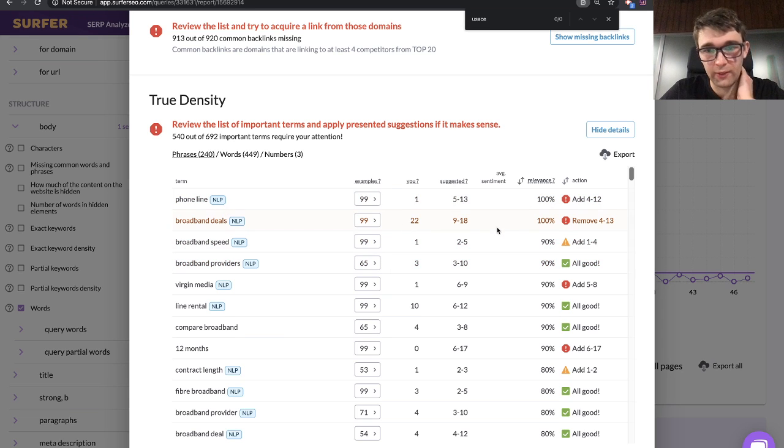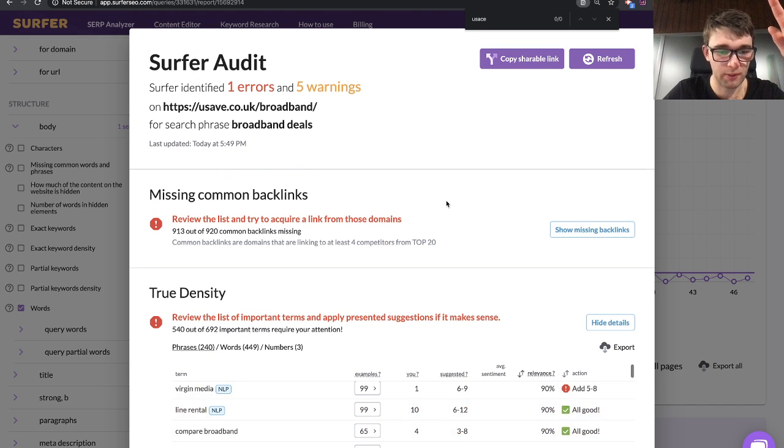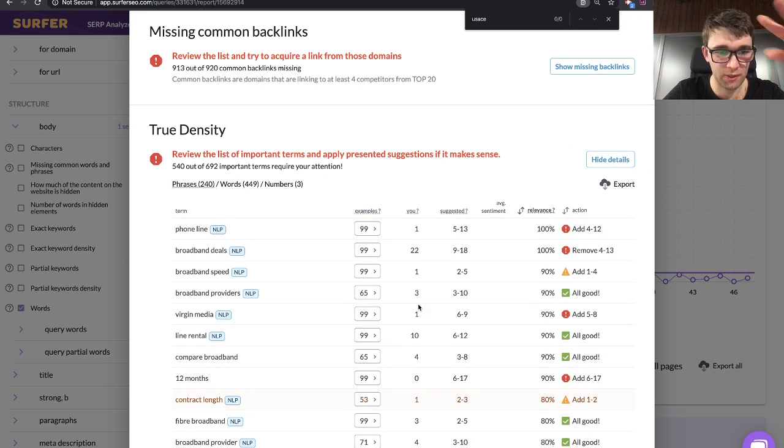So, phone line, this is cool. You use phone line only once, while competitors are using it between 5 and 13 times, its suggested range. So you are missing quite a lot. People are probably looking for getting this deal on the phone, while you do not provide it.